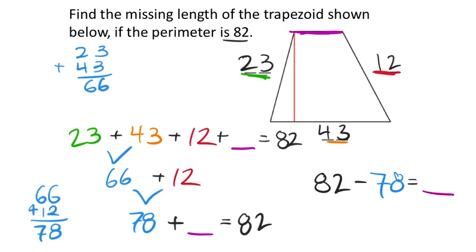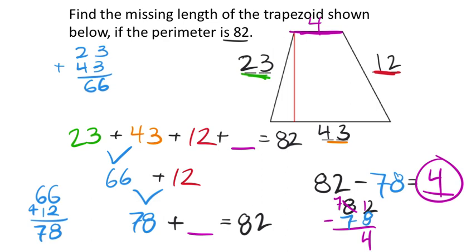All right, so let's see what we get on this one. 82 minus 78. So the 2, we'll have to borrow from the 8 and make that 12. 12 minus 8 is 4, which is much smaller than those other side lengths. Again, it's not proportional, and we don't know the units here, but yeah, that one's going to have to be 4.